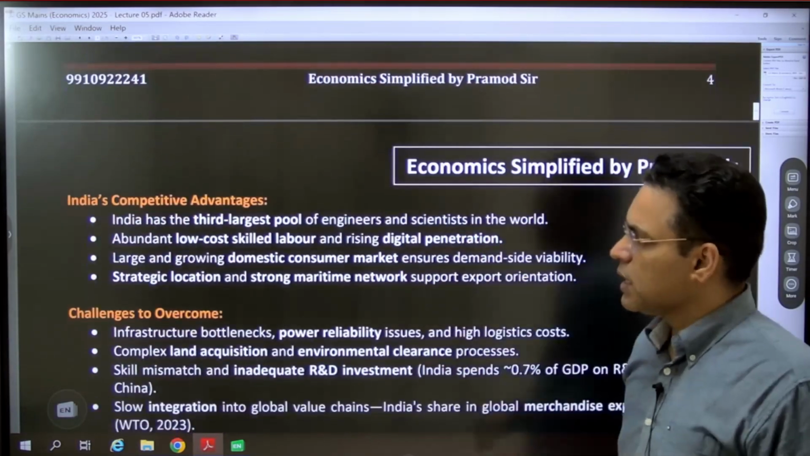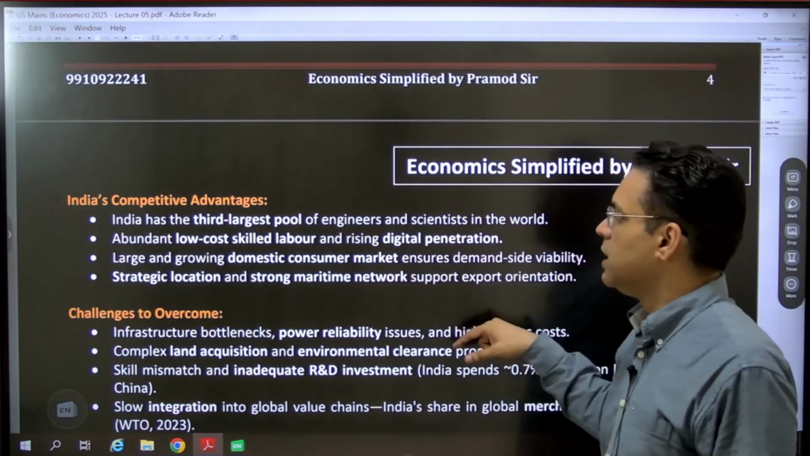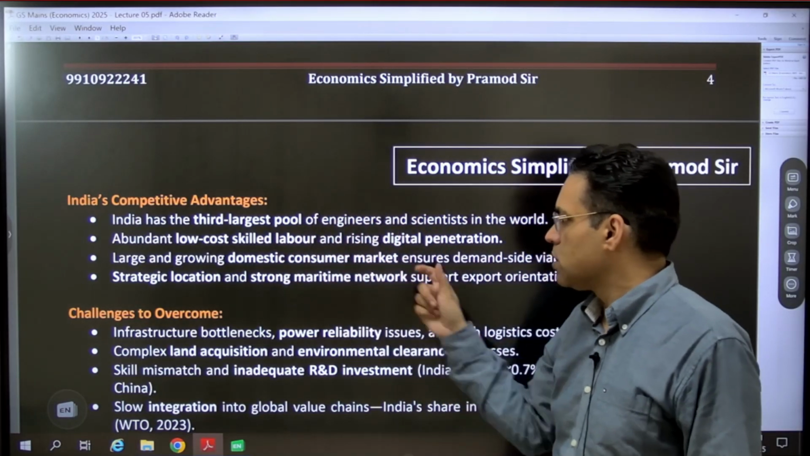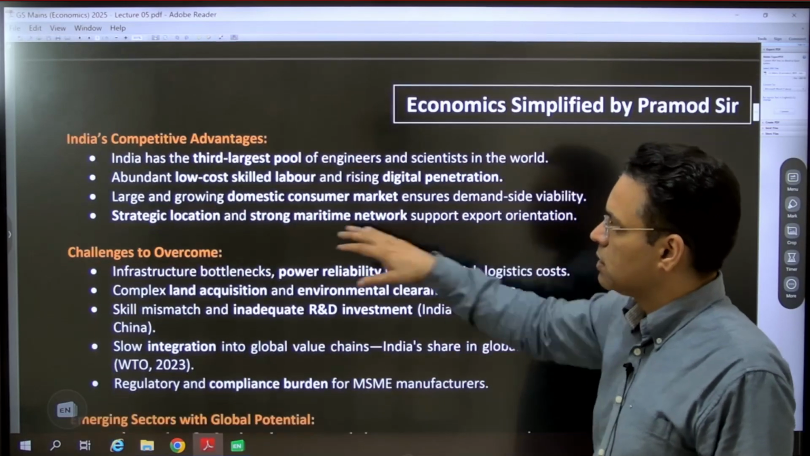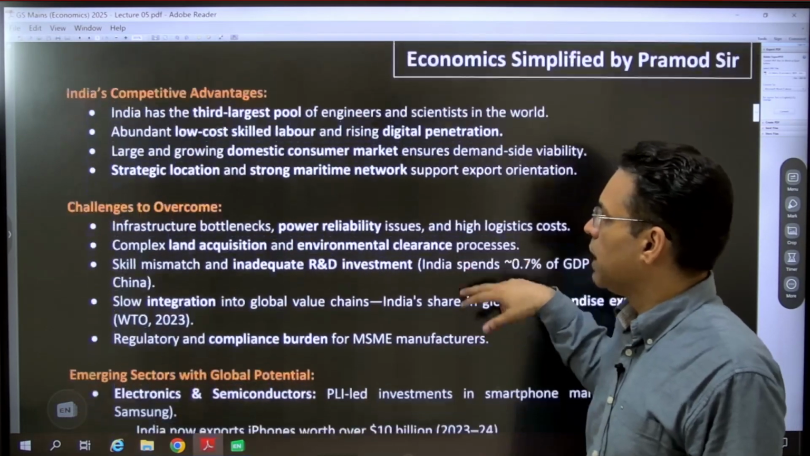India competitive advantage क्या है? India is the third largest pool of engineers and scientists. India has low cost skilled labor, digital penetration. India में domestic consumer market अच्छा है. Strategic location and strong maritime network.